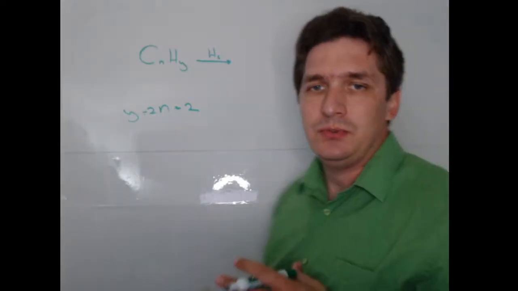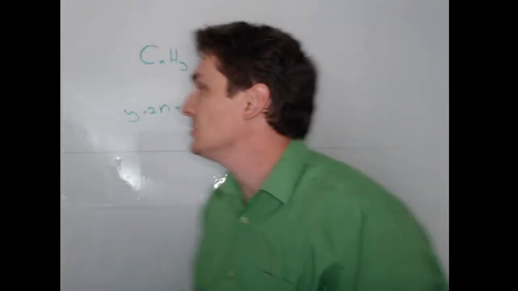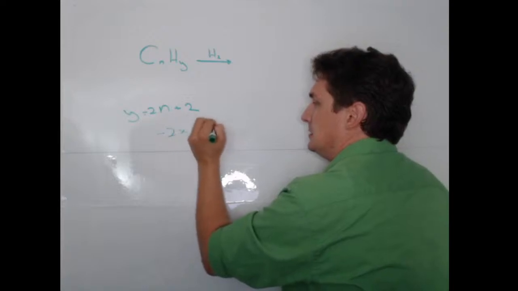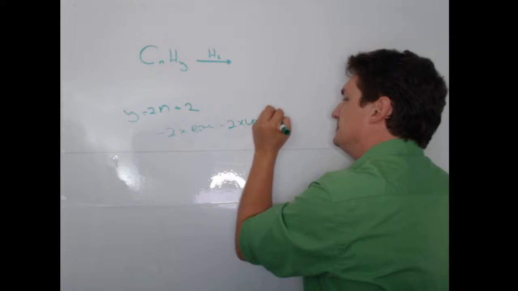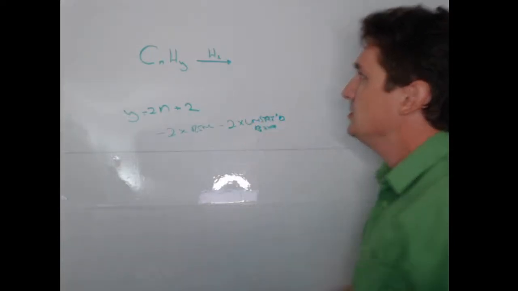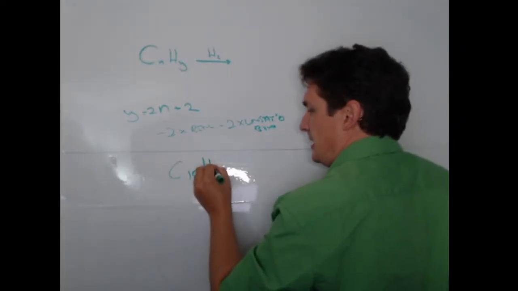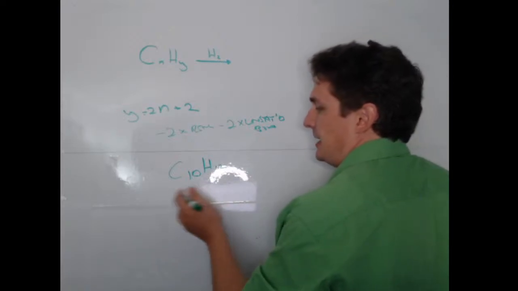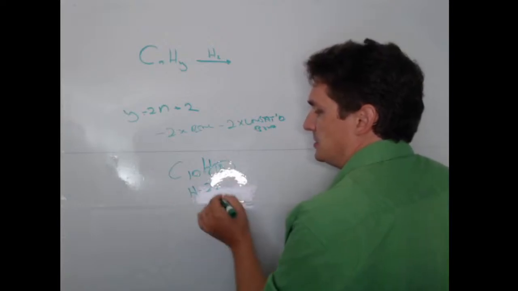But we can lose hydrogens due to double bonds and due to rings. So we'll lose 2 for every ring and 2 for every unsaturated bond. So let's say we have the formula C10H18. And the ideal formula here is for H to be 22, so where do the 4 hydrogens go?